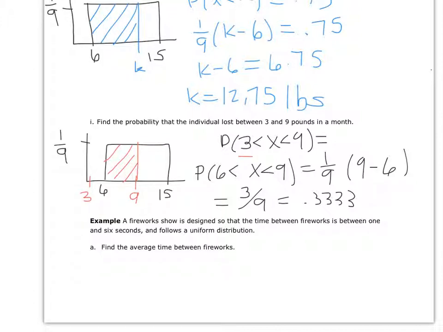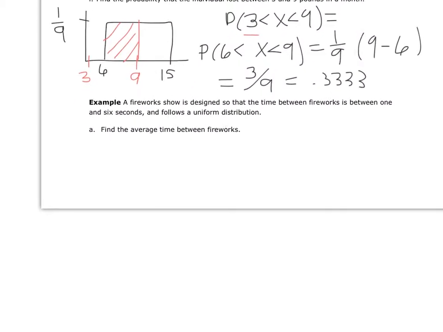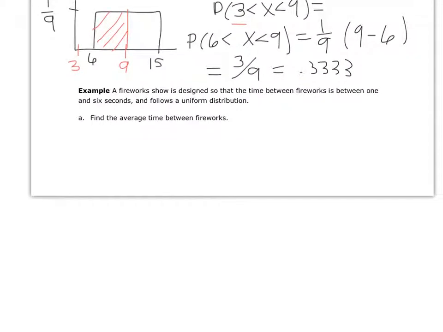Okay, one more example, and I hope, as always, if you want to work through these problems on your own and then come back and watch, then you can check and see if you're on the right track and getting the same result. A fireworks show is designed so that the time between fireworks is between 1 and 6 seconds and follows a uniform distribution. First question, find the average time between fireworks.